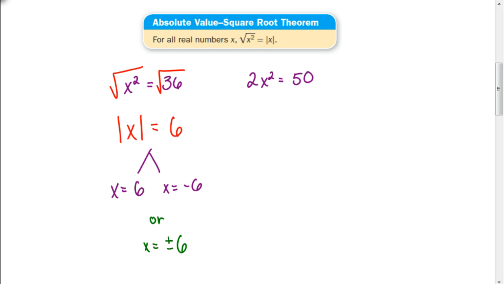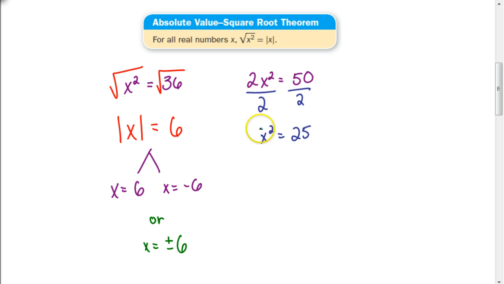An important thing to note about equations in this form, 2x squared equals 50, is before I can take the square root of anything, I need to get the x squared by itself. I can't just take the square root of both sides here. Otherwise, I'm not going to get the right answer. So before I can do anything, I need to get the x squared by itself by dividing 2 on both sides. That gives me x squared equals 25.